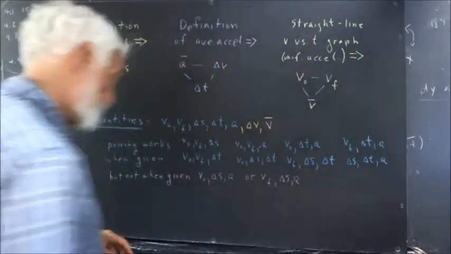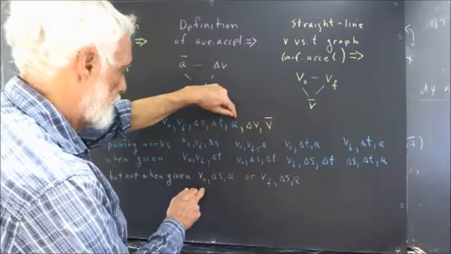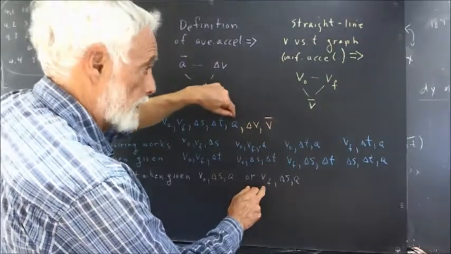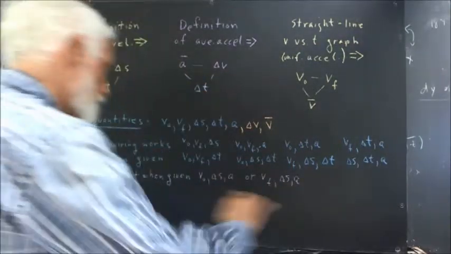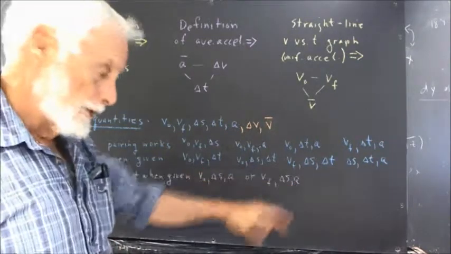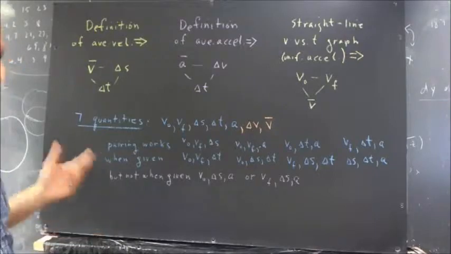It does not work if you're given v naught, delta s and a. It does not work if you're given vf, delta s and a. But we can derive equations to deal with these situations, but they don't fit into the scheme we're going to develop here. There is one other thing.